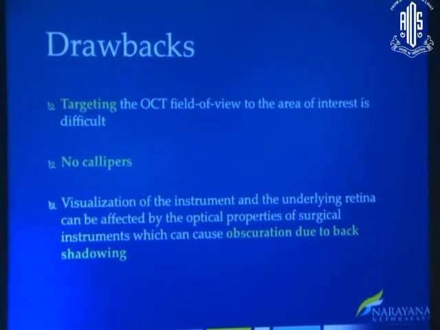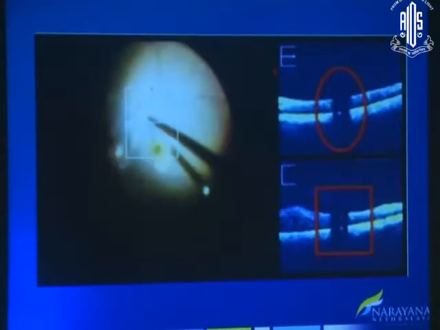Coming to some of the drawbacks, targeting the OCT field of view to the area of interest is sometimes difficult. Also, there are no inbuilt calipers as of now, and the visualization of the instrument and the underlying retina can be affected by the optical properties of the surgical instruments. These can cause obscuration due to back shadowing. With metallic instruments, here you can see the back shadowing.